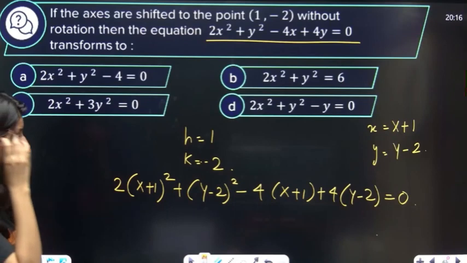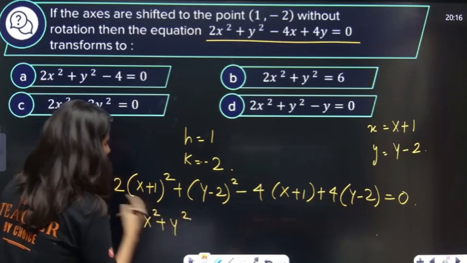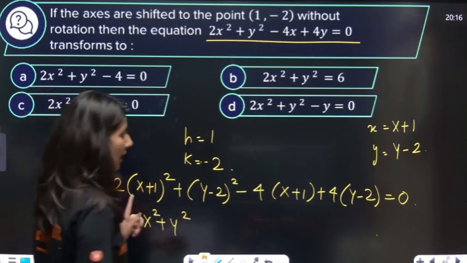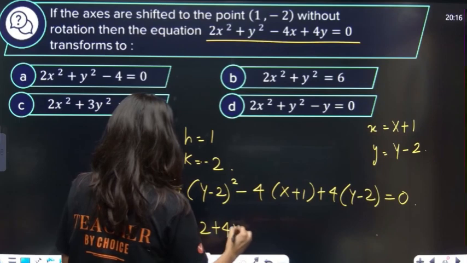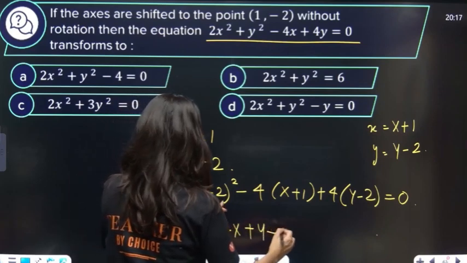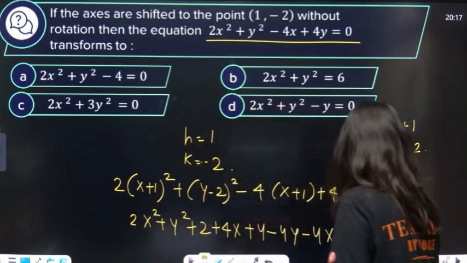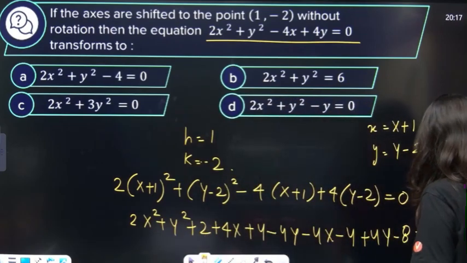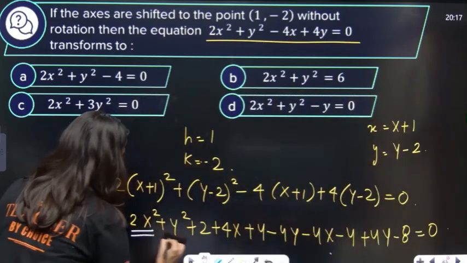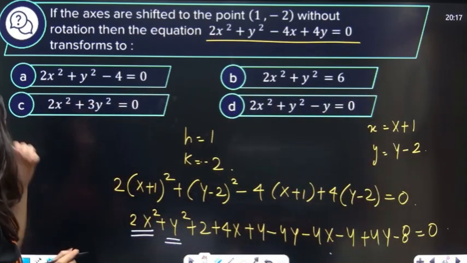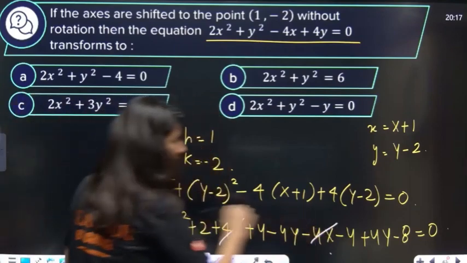Okay, everybody? Yes? So 2X square plus Y square. Now this is plus 2. So this is plus 2, plus 4X. From here plus 4 minus 4Y minus 4X minus 4 plus 4Y minus 8 is equal to 0. Let's just solve it. 2X square plus Y square is right there. Then you have plus 4X minus 4X cancel.